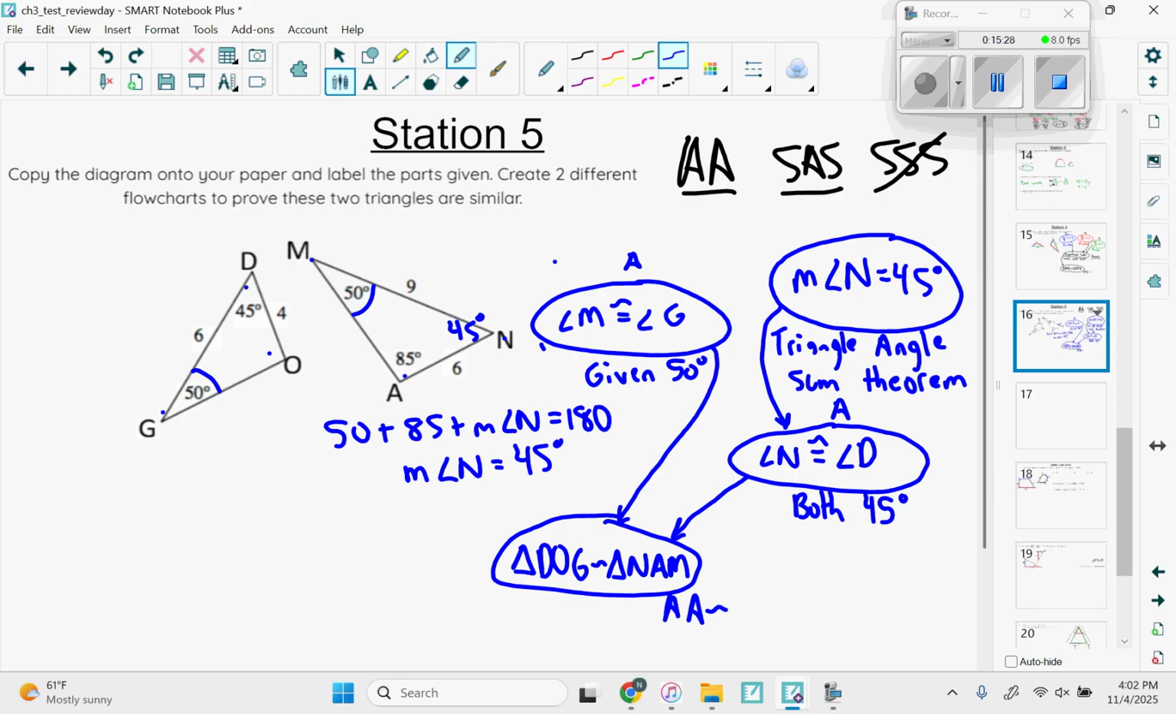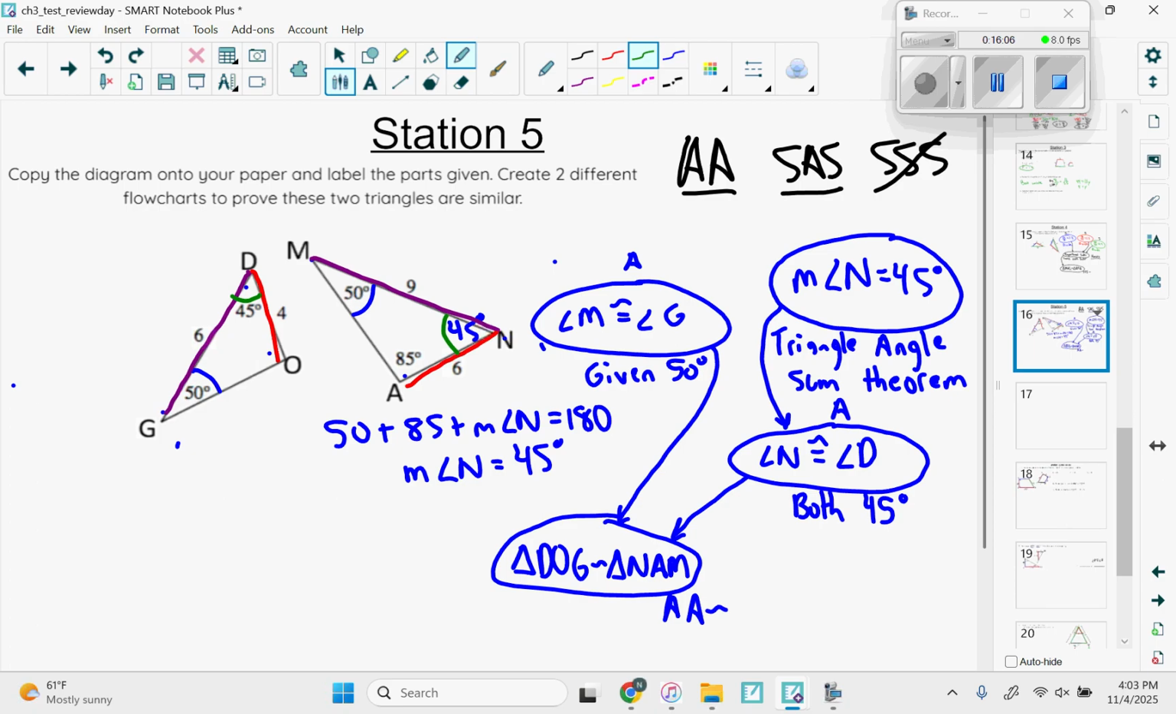Now I'm going to make my second flowchart, and with the second flowchart, side angle side, I want to look for my corresponding sides. So 6 corresponds with 9, and 4 corresponds with 6. And for side angle side, I need the angle in between. And so the angle in between is angle D and angle N.